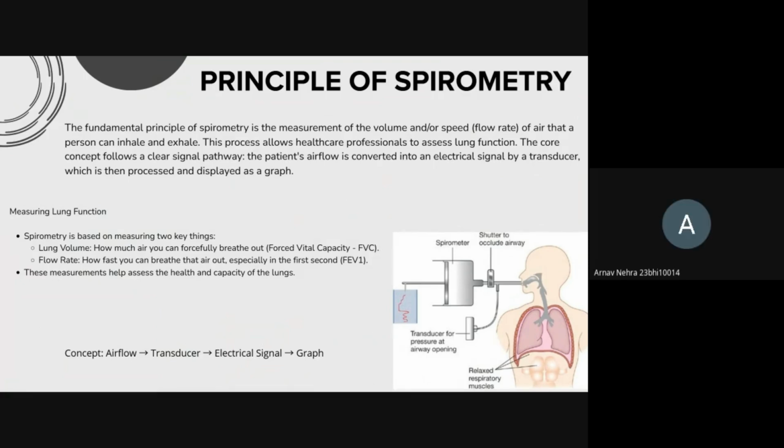Continue. Measuring lung function, spirometry basically measures two key things. The first one is lung volume, which is how much air you can forcefully breathe out, also known as the forced vital capacity. Then we have the flow rate, which is how fast you can breathe that air out, especially in the first second. These measurements help assess the health and capacity of the lungs. The function of spirometry is that airflow goes to the transducer, which converts it into an electrical signal, and then we get the graph.